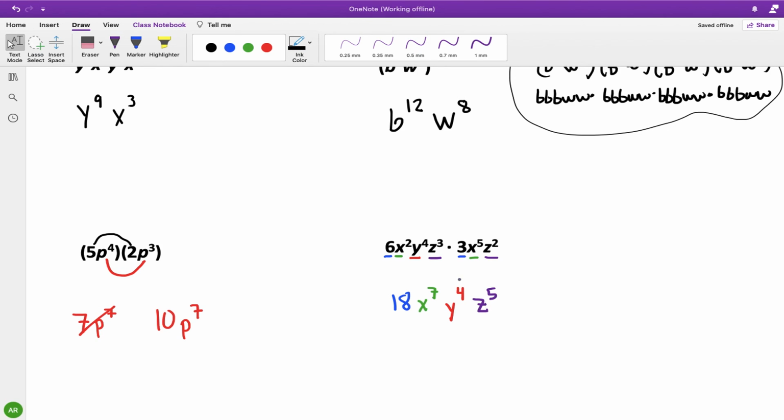Okay, that's a quick introduction to the multiplication property of exponents. I hope that was useful.